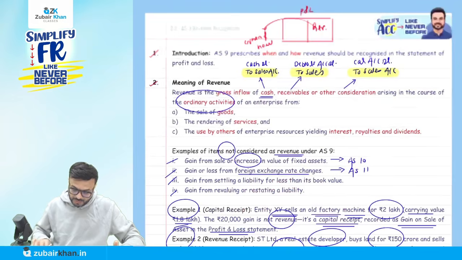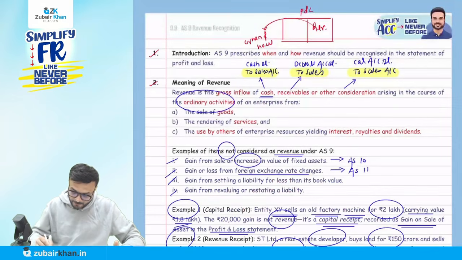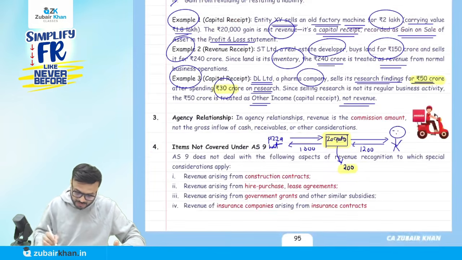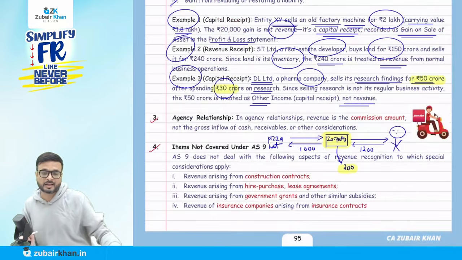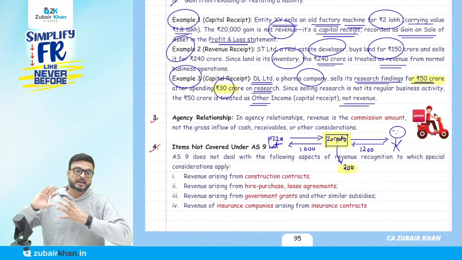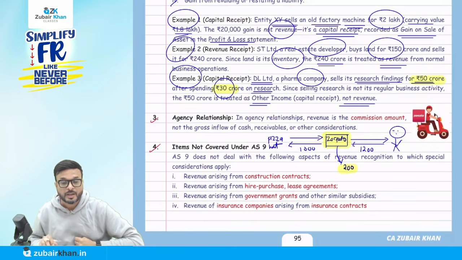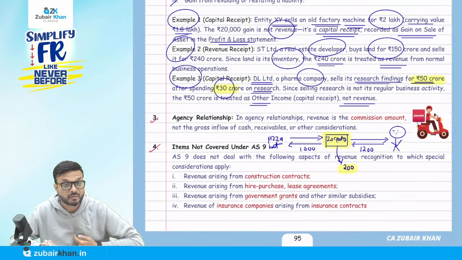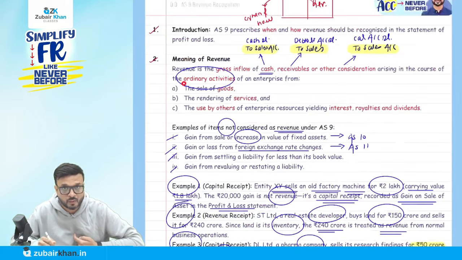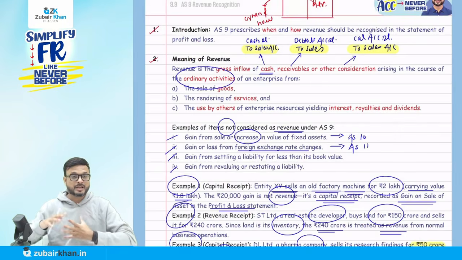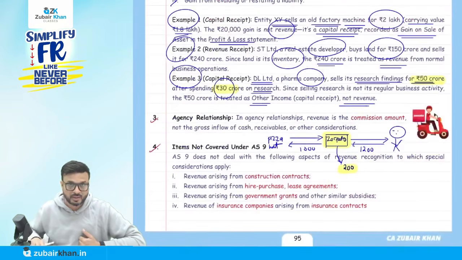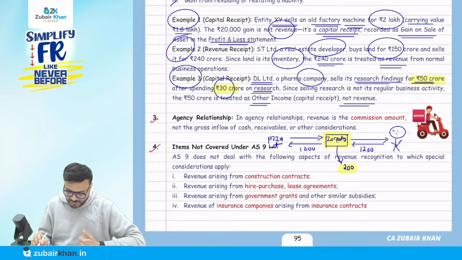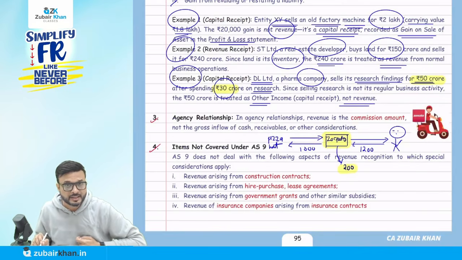Now, a few more points that I want to discuss with you are items which are not covered under Accounting Standard 9 because they are specifically covered under some other accounting standard. I have not yet come to the main point about the three things which are defined as revenue: sale of goods, rendering of services, and use by others of enterprise resources yielding what? Interest, royalties, and what? The dividend. Now understand this: items not covered under Accounting Standard 9.